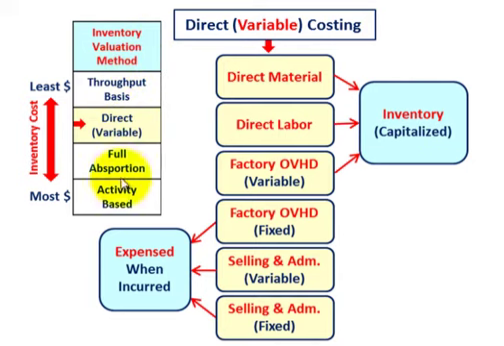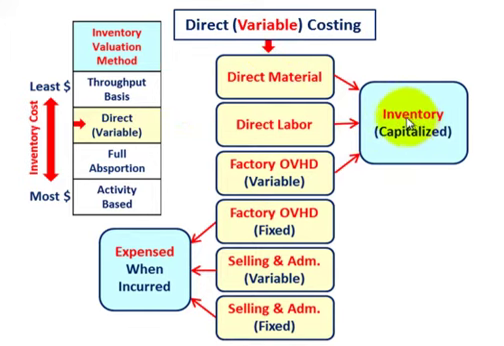I've got it showing here where we've got these 4 different inventory valuation methods. The top one would be the least amount you would have included for your inventory cost, based on throughput costing. And the most of your inventory cost, the accumulated amount in your inventory, would be based on activity-based costing. So direct variable costing is the second on our list for the least amount of inventory cost.